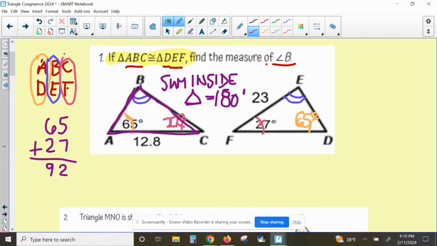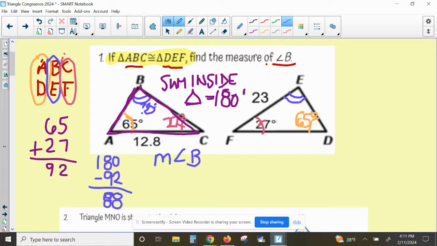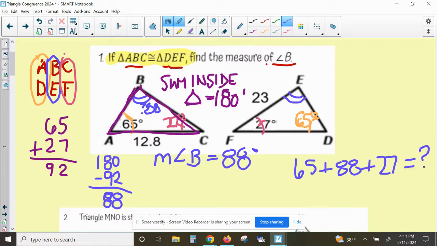If we want it to add up to 180 degrees, we need to figure out how much more we need this angle up here to be. So we can just do 180 degrees minus 92, and that's going to tell us what the last angle has to be. 180 minus 92 is 88 degrees. So that means the measure of angle B up there on top is 88 degrees. In order to check it, I would get my calculator out and add all the angles inside: 65 plus 88 plus 27. Ask yourself, does this equal 180 degrees? If you put it in your calculator and it does, then check. It works out.